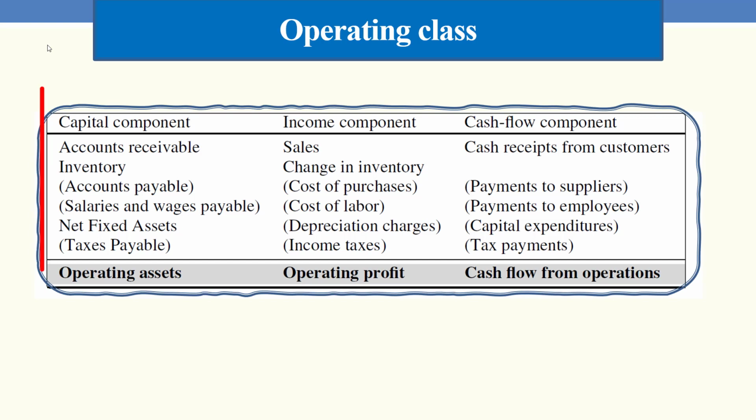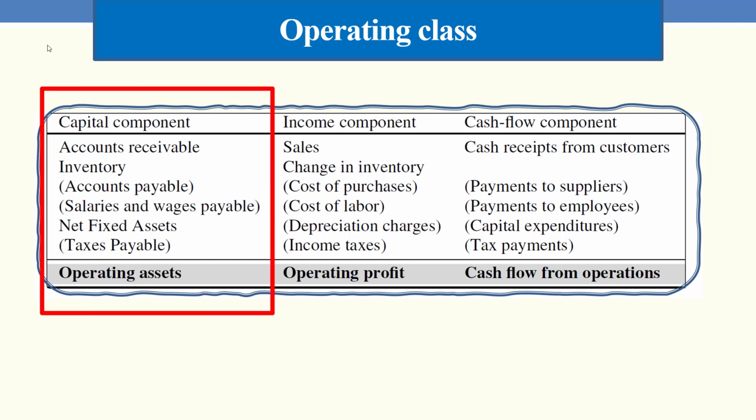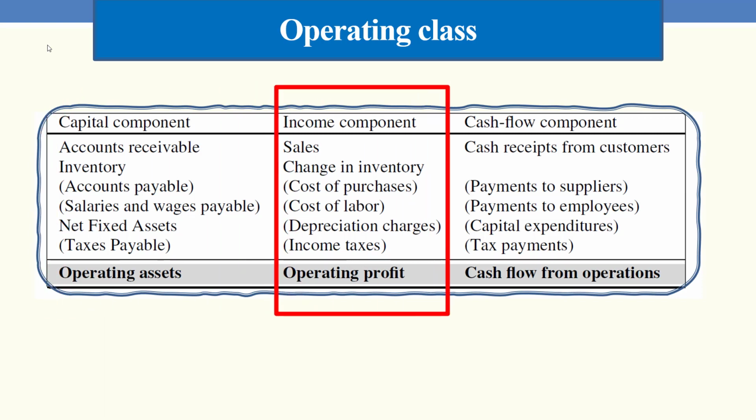Vertically, the first column expresses the balance of the operating assets, net of the operating liabilities, like the accounts payable, or the salaries and wages payable, or the taxes payable. The second column is a breakdown of the operating income. It consists of sales revenues, the change in inventory, which is the income component of the inventory, net of the cost of purchases, the cost of labor, the depreciation charges, and the income taxes.